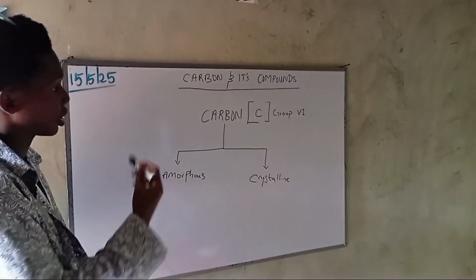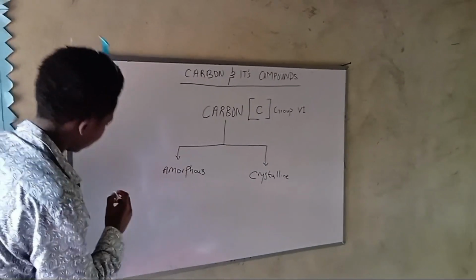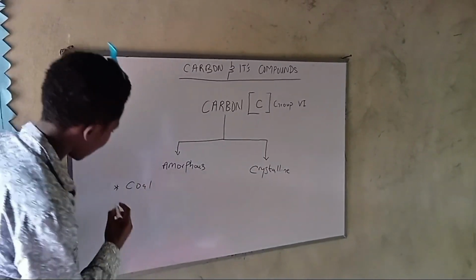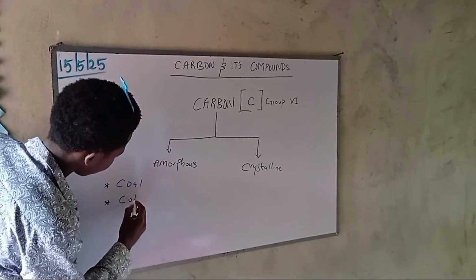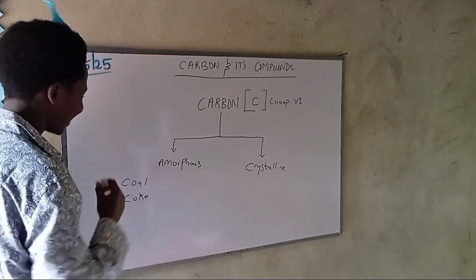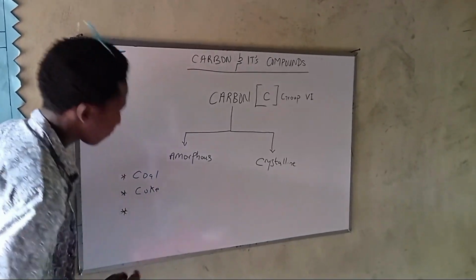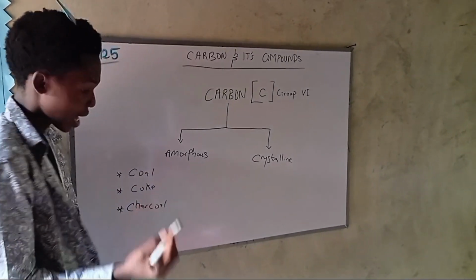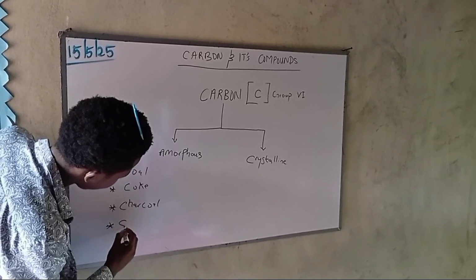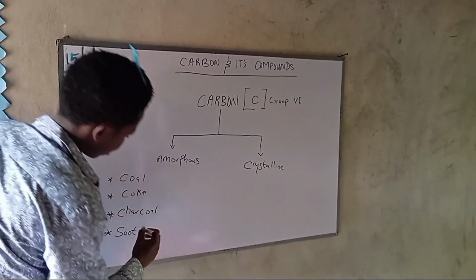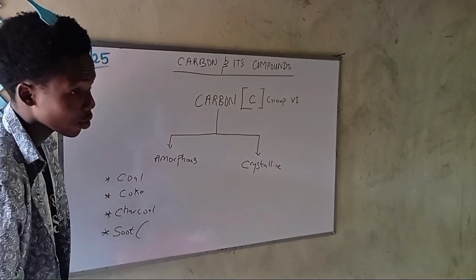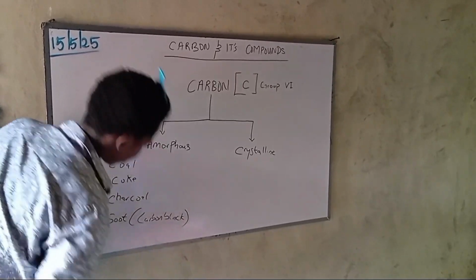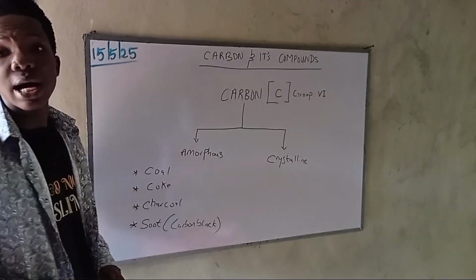Now the amorphous carbons are: one, coal. Next, we have coke. It's not the coke you drink. Next, we have charcoal. And finally, we have soot, which we can also call carbon black. That's all for the amorphous allotropes of carbon.